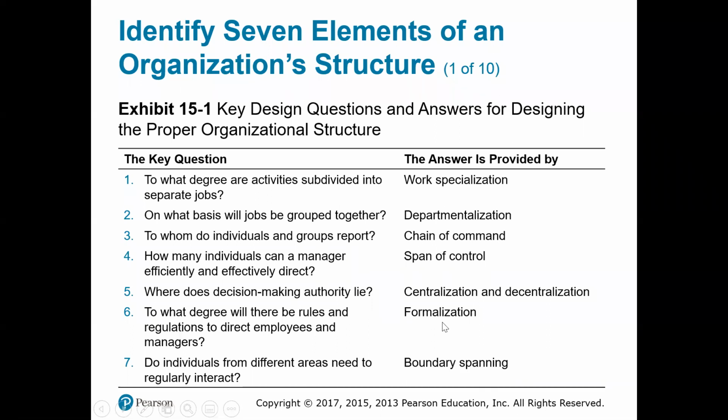Then the next element of organization structure is formalization. To what degree will there be rules and regulations to direct employees and managers as they work? So if I'm working, how many rules and how many norms are there? And how would you impose those rules? How do you implement those rules? And how does it affect my work?